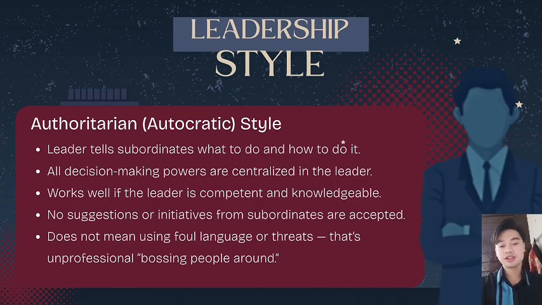Here are the three classic leadership styles: the authoritarian or autocratic style. This leader tells subordinates what to do and how to do it. All decision-making powers are centralized in the leader. This style works well if the leader is competent and knowledgeable, especially in urgent or high-pressure situations. However, in this approach, suggestions or initiatives from subordinates are not accepted. It's also important to note that being authoritarian does not mean using foul language, threats, or fear. That's not leadership, that's just unprofessional or bossing people around.